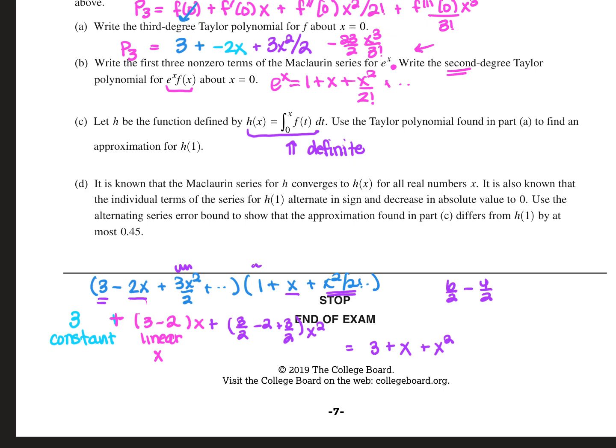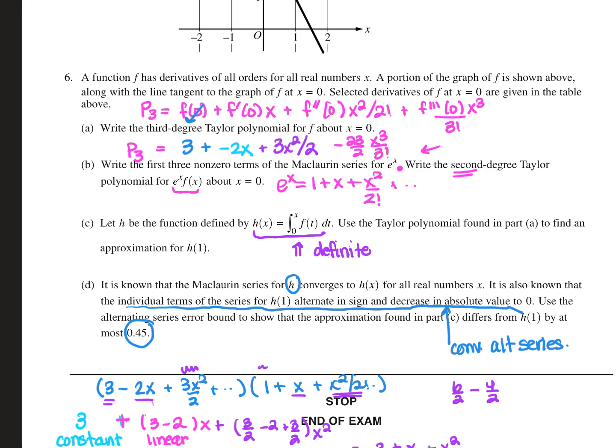So part D said, it is known that the Maclaurin series for h converges for all real numbers x. It is also known that the individual terms of the series alternate in sign and decrease in absolute value to 0. What this is saying is that it's a convergent alternating series. Use the alternating series error bound to show the approximation found in part C differs from h of 1 by at most 0.45. Now, remember, the polynomial from part C came from integrating the polynomial in part A.